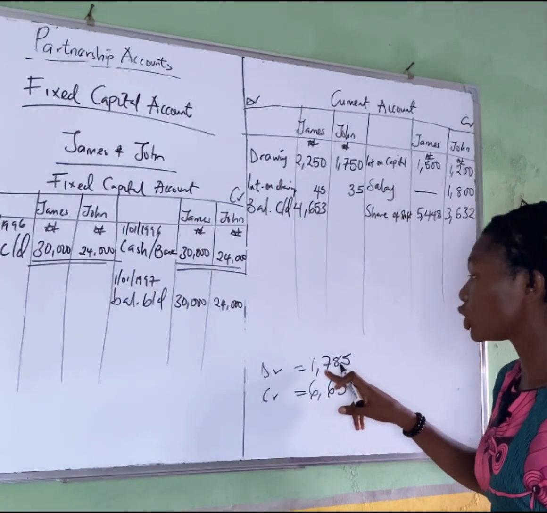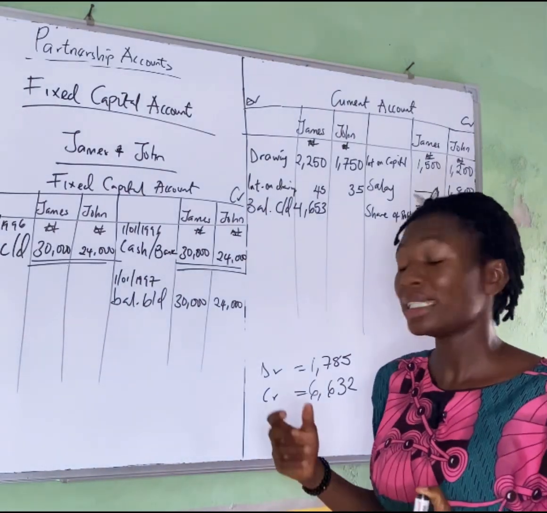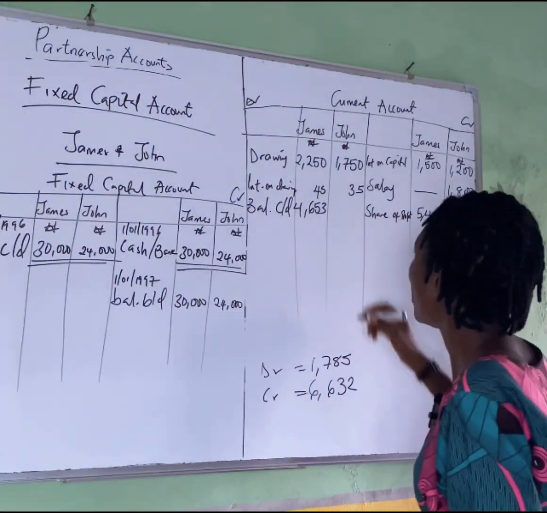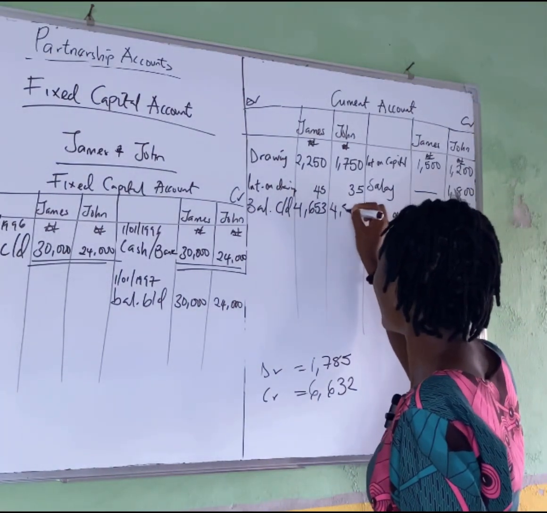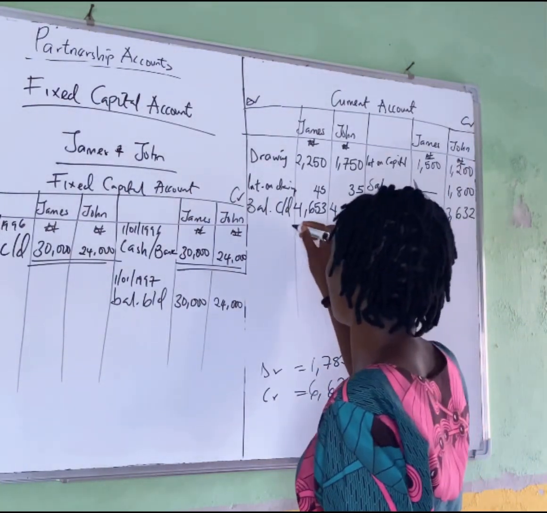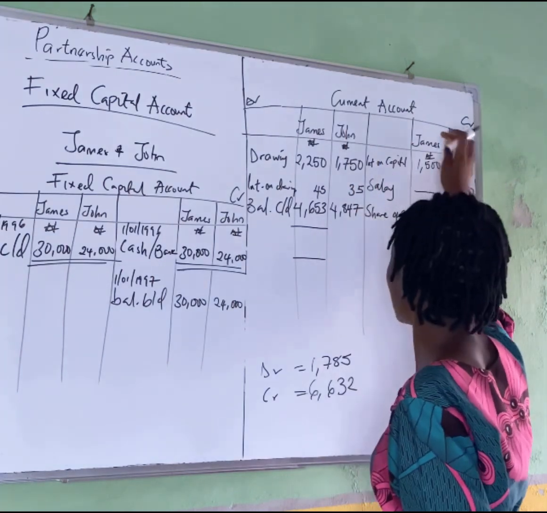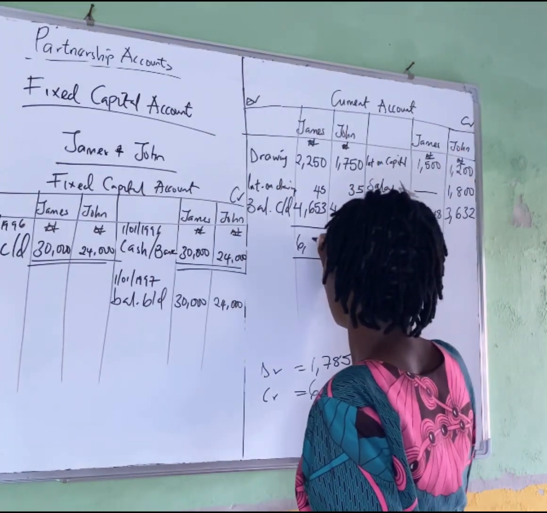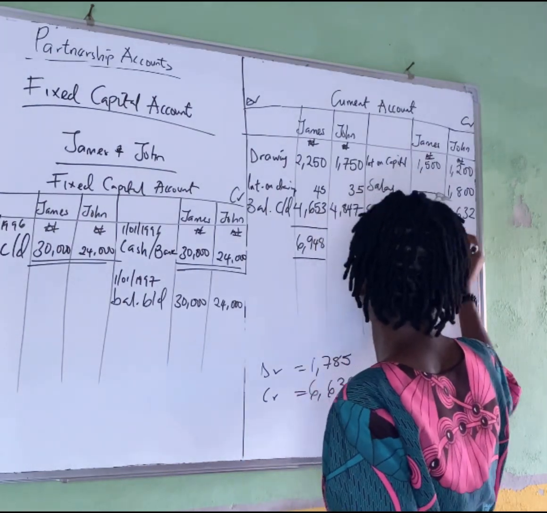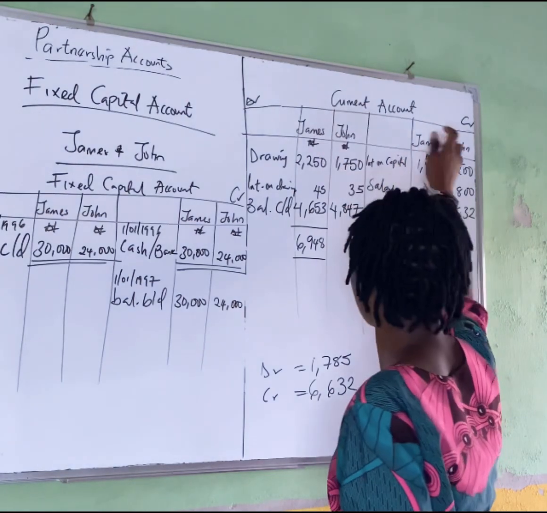So we'll be subtracting 1,785 naira from 6,632 naira. That will be giving us 4,847 naira. So when we sum this for James, we should be having the same amount on the debit and on the credit side, 6,948 naira, on both sides.